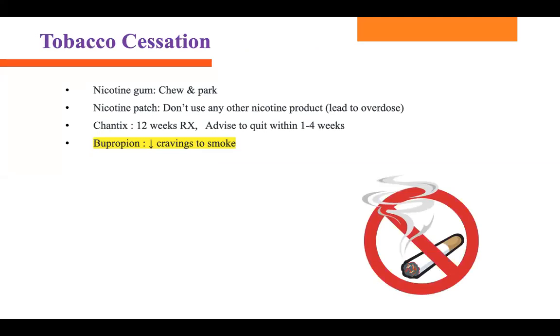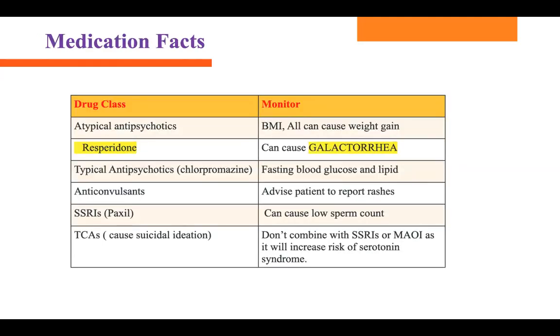For a person who has been smoking and wants to quit, what medication can we give them? Wellbutrin. It helps with a lot of different stuff. It decreases the craving to smoke. Couple of medications.